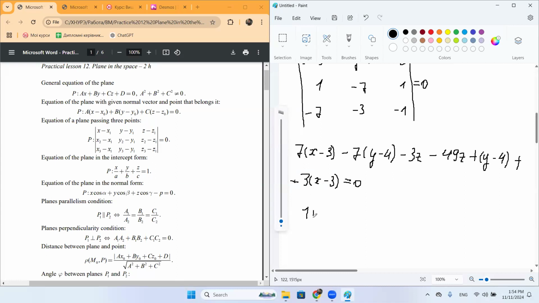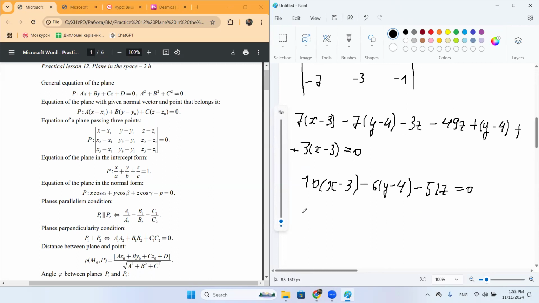So 10x minus 3, plus minus 6 y minus 4, minus 52z equals 0. Also, we can reduce it by 2. Reduce it by 2. And let's do it. So divide by 2. Yeah, so what I mean.